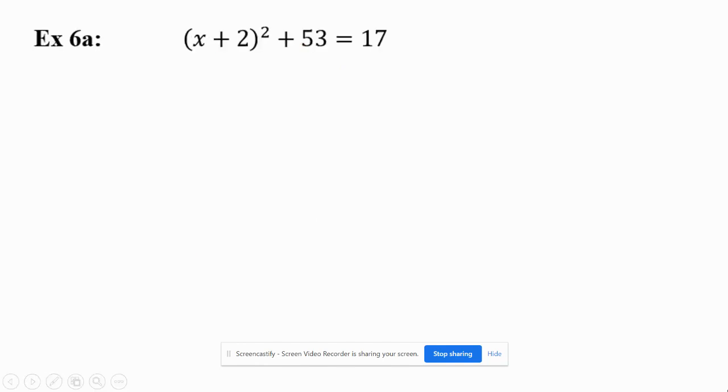All right, example 6a. We want to get this by itself. We can't do anything inside the parentheses until we undo the square. So let's isolate it first by getting rid of the positive 53. So I'm going to subtract 53 from both sides. On my left, 53 minus 53 cancels. I'm left with the quantity x plus 2 squared is equal to 17 minus 53, which should give you a negative 36.